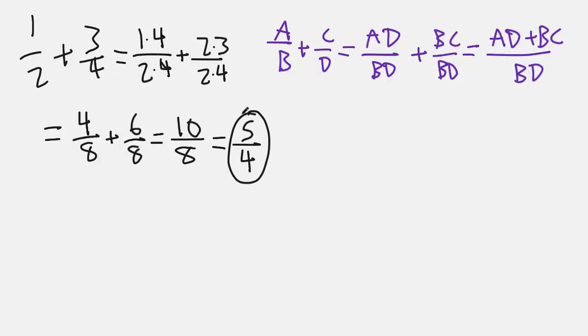And remember, this is an improper fraction, 5 over 4. The numerator is greater than the denominator. If your teacher wants the answer in terms of mixed numbers, this would be 1 and 1/4. Okay, let's do one more example.